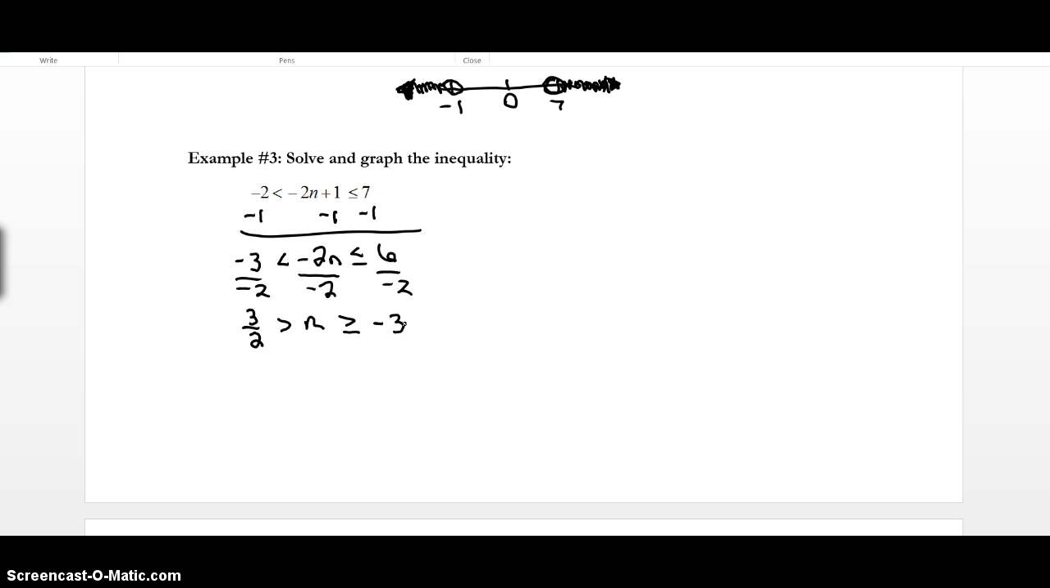Now, we're not going to leave it written like this. It's still a true statement, but generally we write these in a certain way, where the one on the left is going to be less than the one on the right. So I'm going to flip this around again, just a rewrite, where -3 is less than or equal to n is less than 3/2. It just makes more sense to write it that way. So that is just a rewrite.